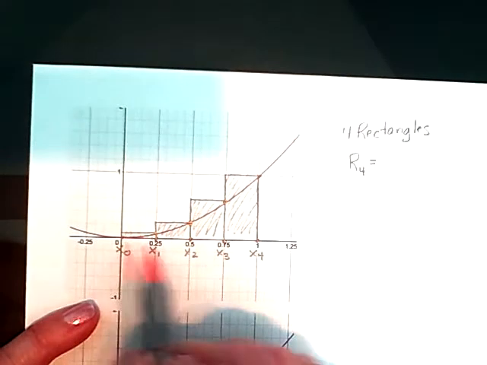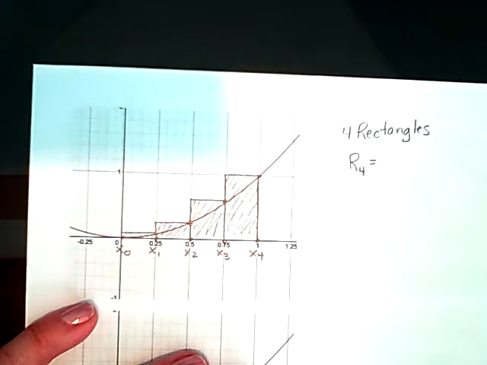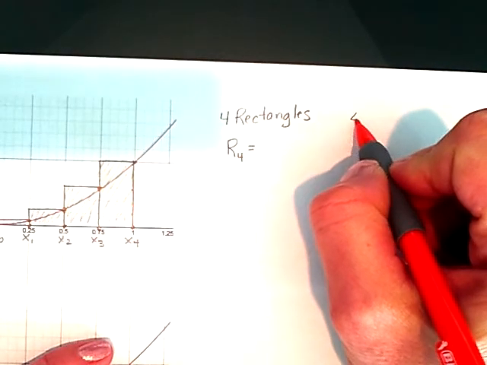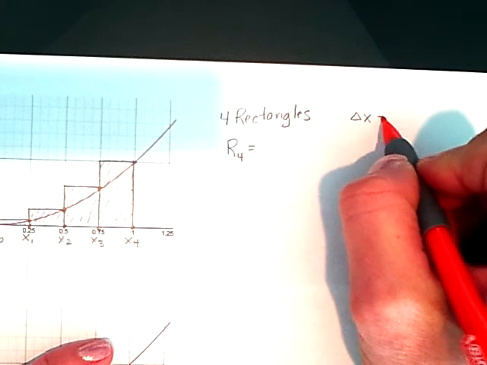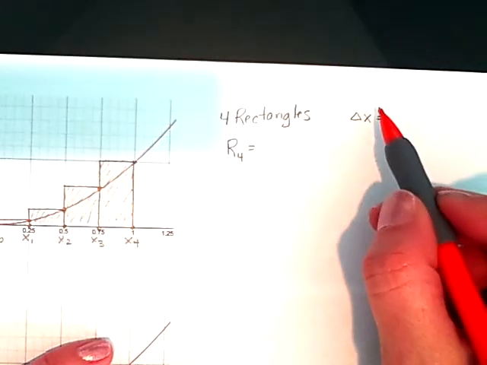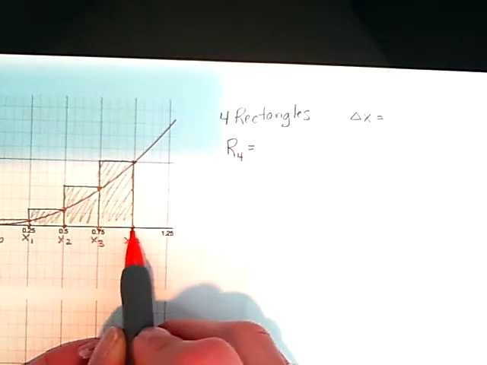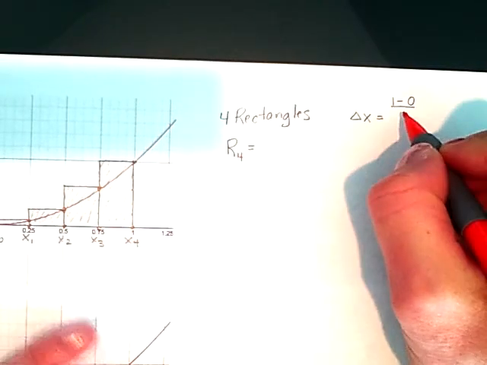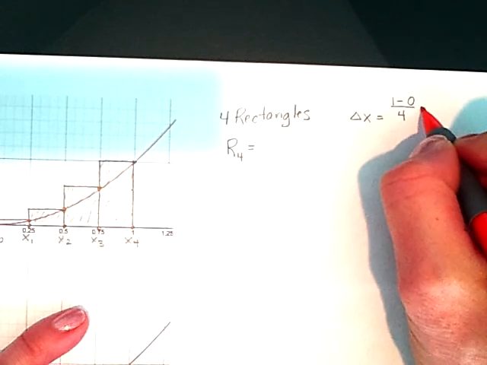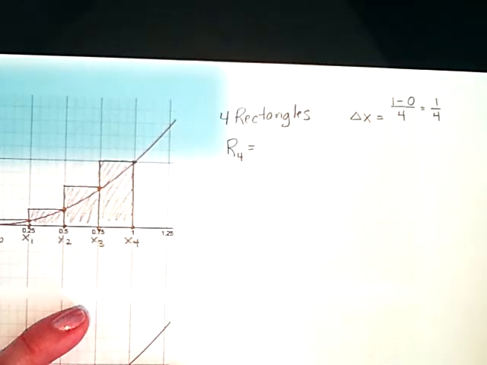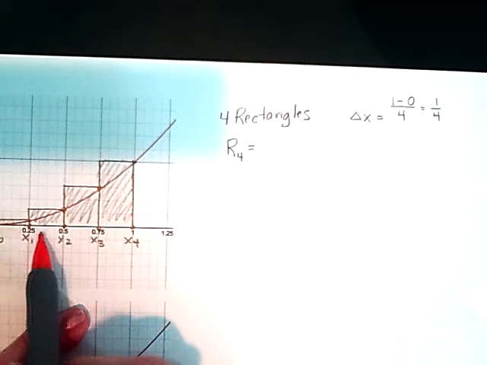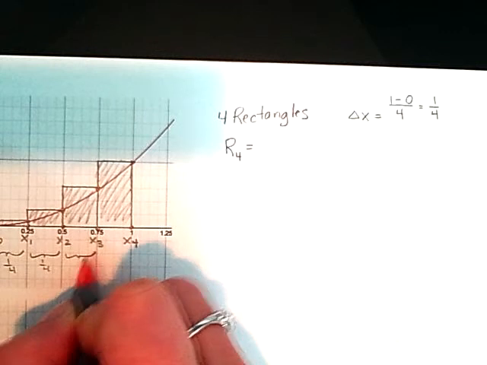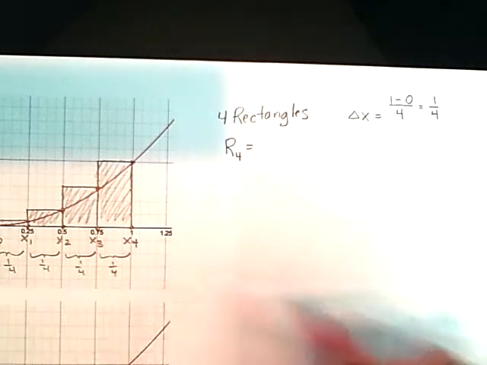Now, the width of every one of these rectangles is going to be the same. How I'm going to calculate the width is I'm going to find the change in x. This is going to become my w. My change in x is going from 0 to 1, so 1 minus 0, my endpoints, divided by 4 because I want 4 rectangles. So each one of my widths is going to equal 1/4, 1/4, 1/4, and 1/4. Those are my w's.